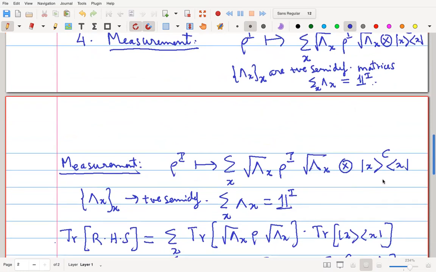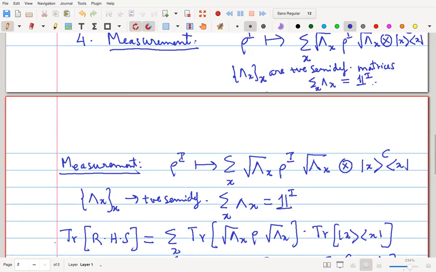The way I'll physically interpret it is that C is the classical outcome. It is the exact outcome of the measurement. If I observe outcome x, the resulting state on I is this. To make this picture complete, I have to ask what is the trace of this thing. In general, the trace of this is less than 1.